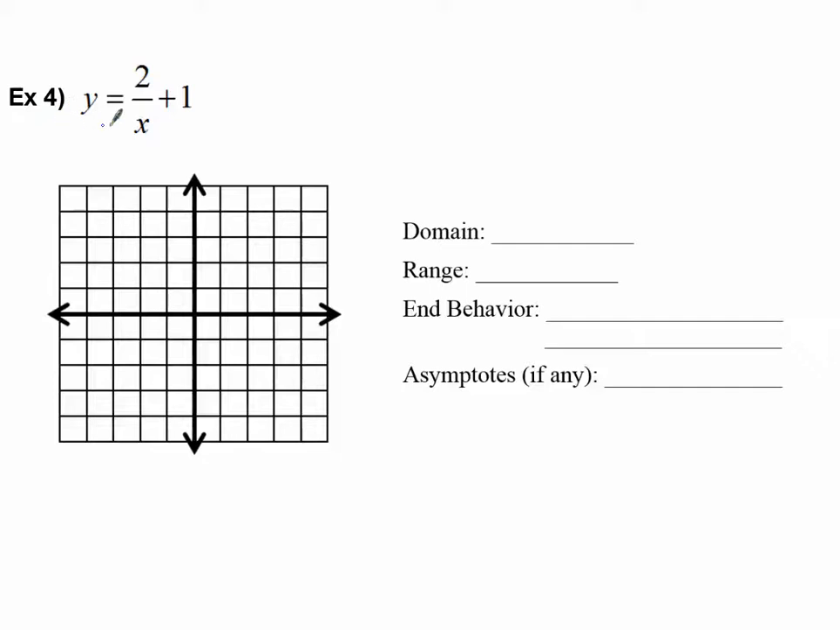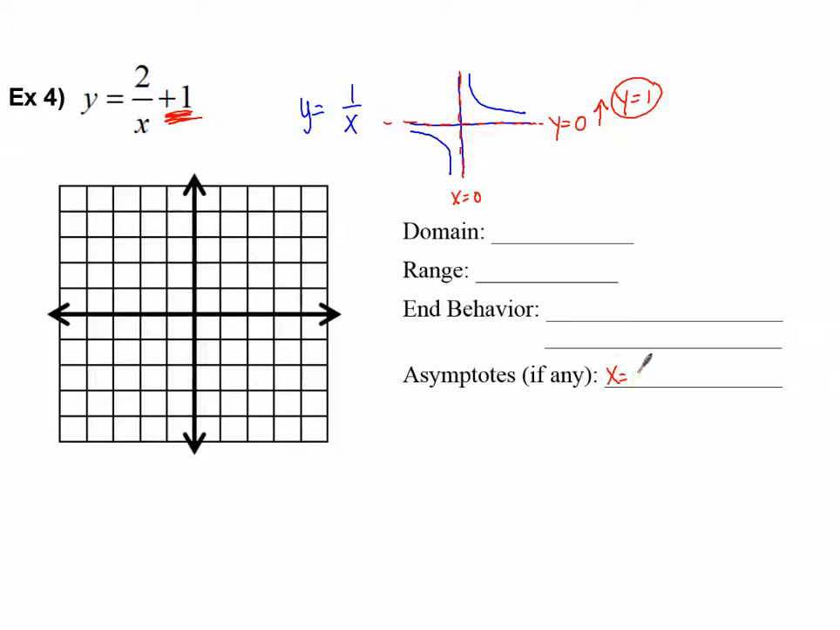Example 4, y equals 2 over x plus 1. This comes from the parent function y equals 1 over x, which looks like this. Two asymptotes for this function, one at x equals 0 and one at y equals 0. Because of the plus 1, this graph is shifted up 1 unit. So going up 1 unit makes the new asymptote at y equals 1, but the old asymptote, x equals 0, the vertical asymptote, stays the same. So we've got y equals 1 and x equals 0.